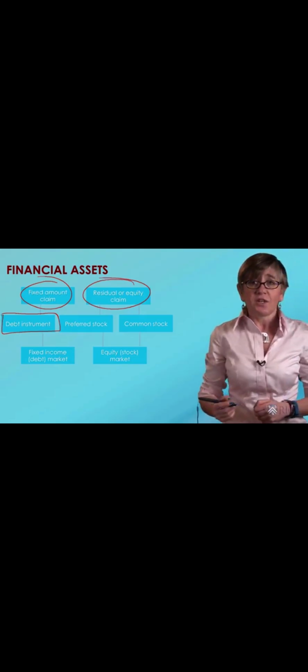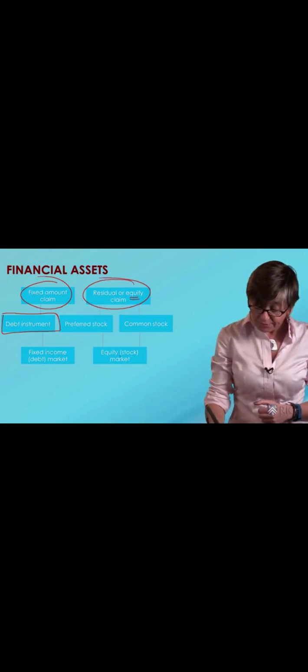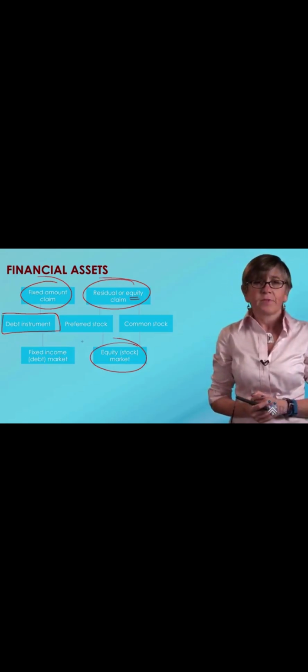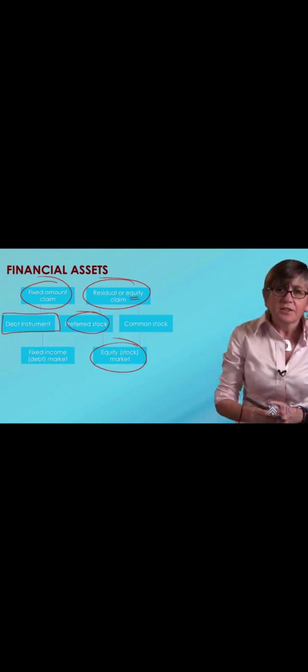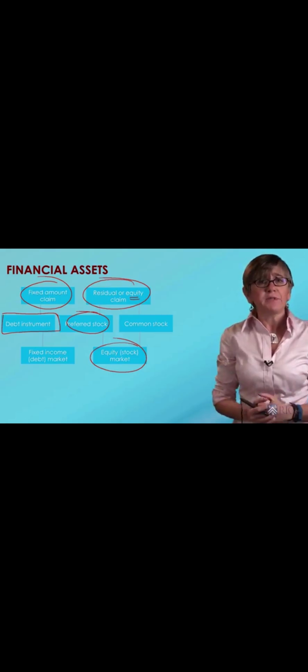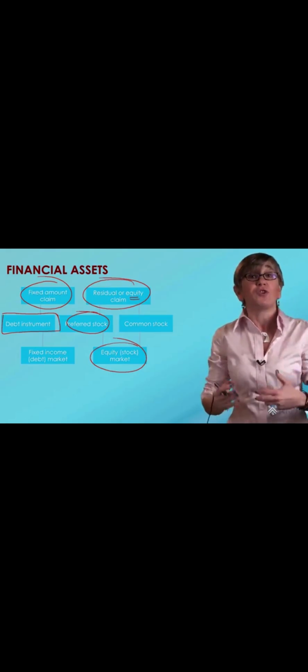Financial assets with a residual claim are called equity instruments and are traded in the equity or stock market. Now, Ford stock and Honda stock in the previous example were examples of equity securities. Preferred stock is a kind of hybrid instrument because it is an equity instrument with equity claims, but it entitles the investor to receive a fixed cash flow, so it also has debt features.